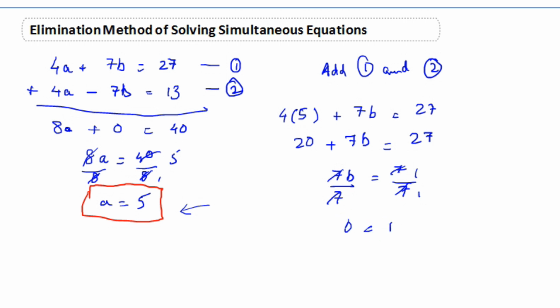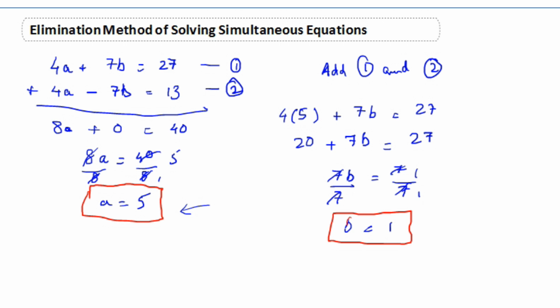Now this is the solution that we have, so we can just leave it here, or if we want to double check that we have done it correctly or not, what we can do is we can plug in these values of a and b back into any one of the equations above and see whether it satisfies the equation or not. Okay, so let's do that.